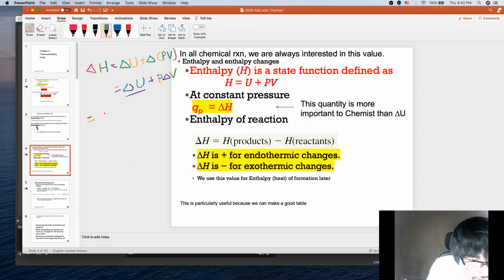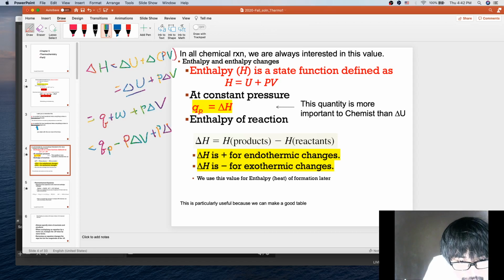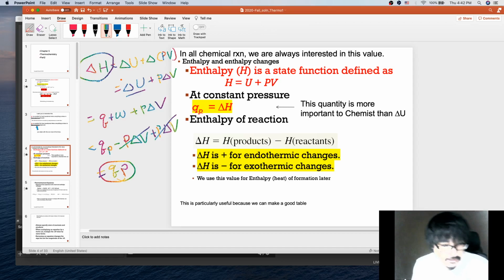So delta U is Q plus W, right? But W is what? That's a constant pressure process, and W is always equal to minus P delta V. And P delta V, so these actually cancel off, and then this becomes Q_P. So Q_P is now the same thing as delta H.